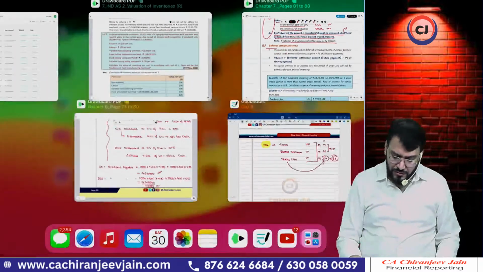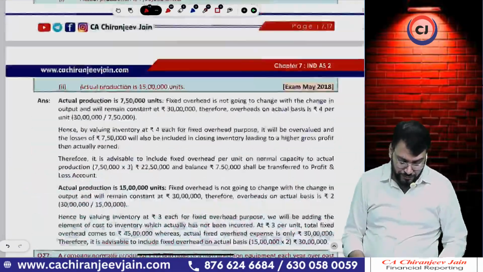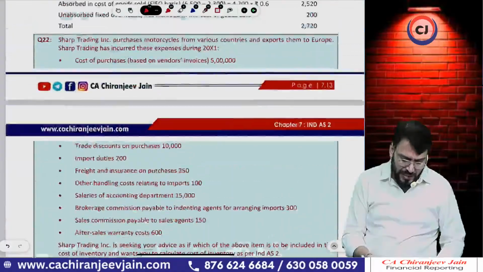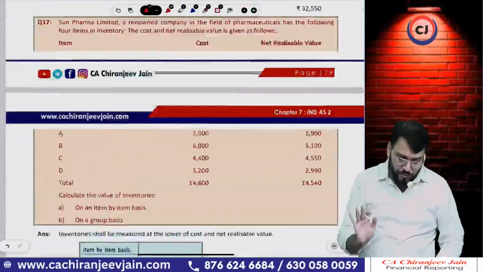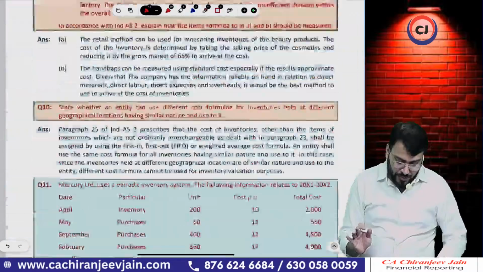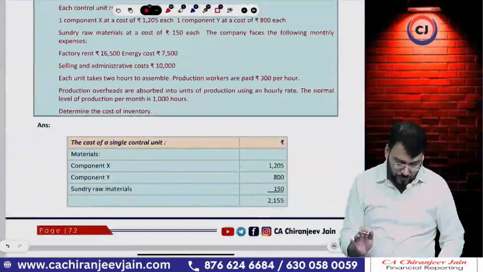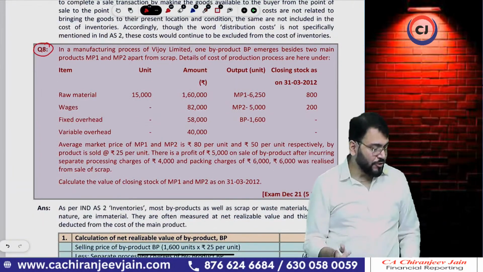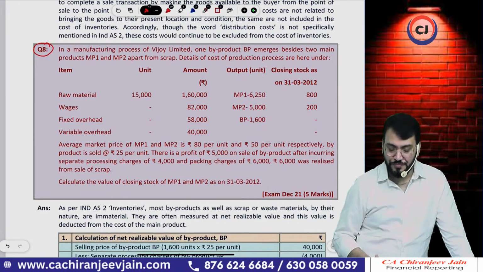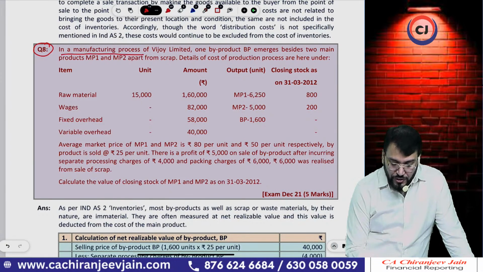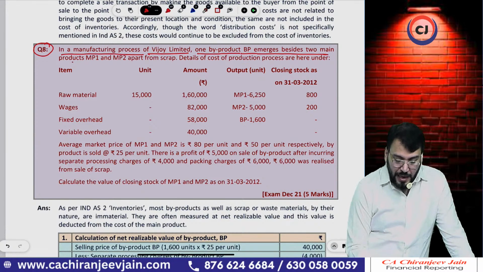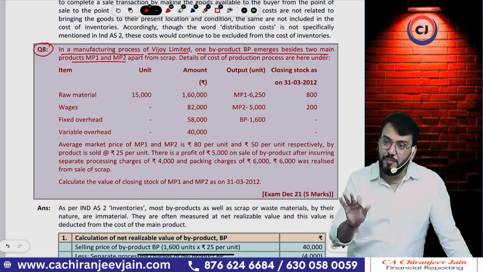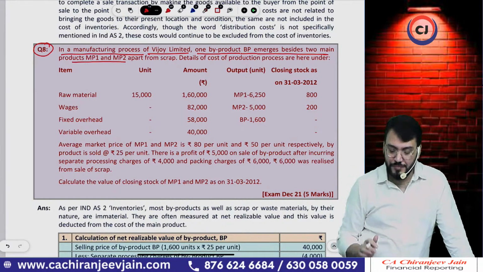We will take one question on this. I think today time will be over. The same question I think in CA Inter also you have done, but it is a very popular question, so I can't skip it. Question number 8. The same question might have come in your exam also. In a manufacturing process of Vijay Limited, one byproduct BP emerges beside two main products MP1 and MP2. So BP means byproduct, and MP1 and MP2 are main products.